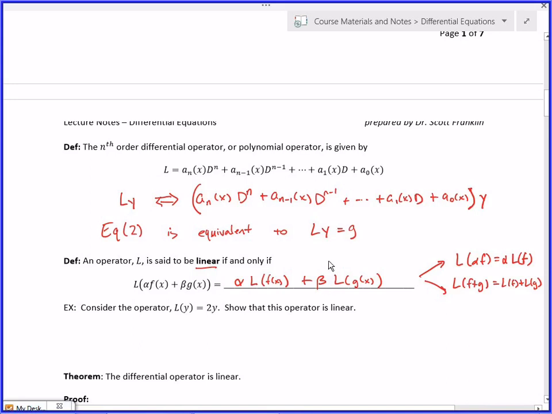Now you probably recognize those properties in the context of calculus, because this is something you can do with a derivative, right? The derivative of a constant times a function is a constant times the derivative of the function. You can pull the constant outside. And you can also take the derivative of a sum as the sum of the derivatives, which means that the first derivative, the derivative operator by itself, is linear.